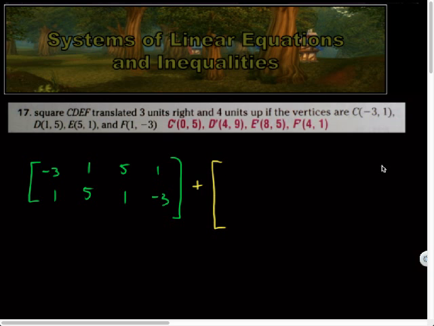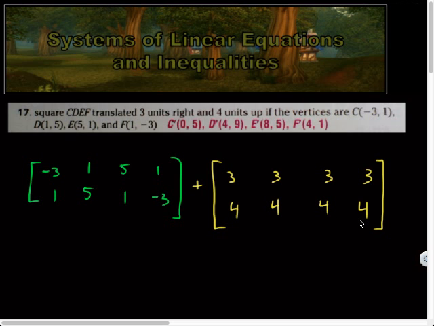I have a question. What if it's 3 units to the left? Then those would all be negative 3s. So right is positive. Yeah, it's related to the coordinate plane. The positive x-axis is to the right, positive y-axis is up. So I'd be adding 3s all to that row, 4s all to this row.